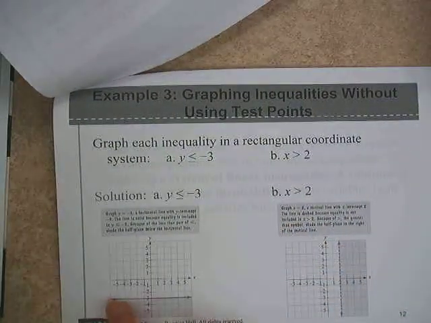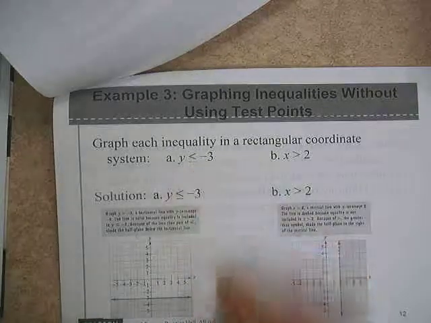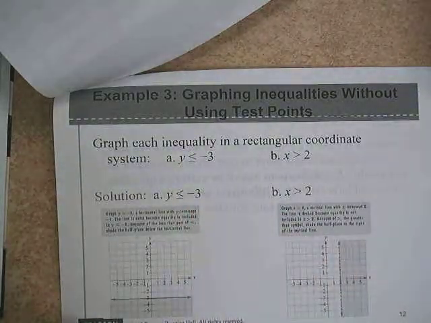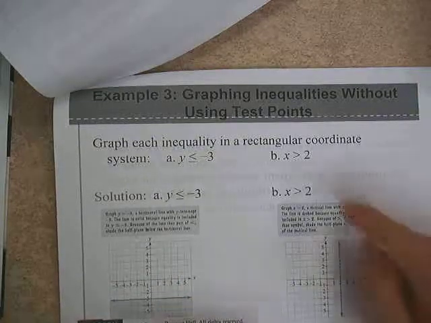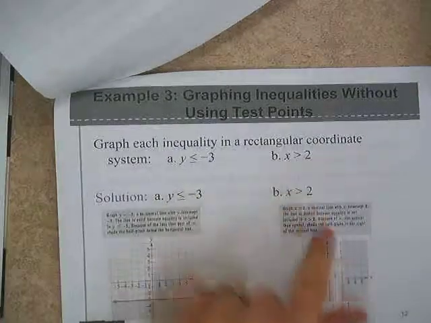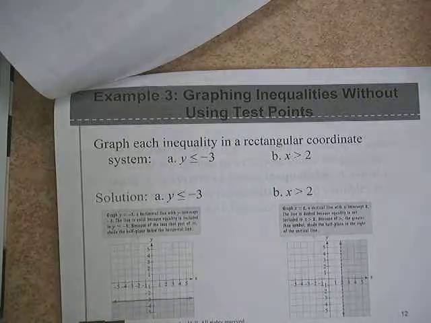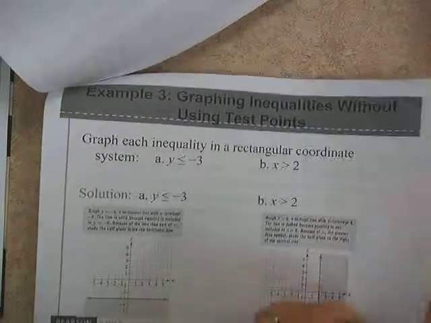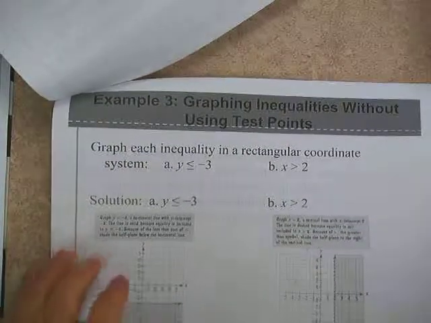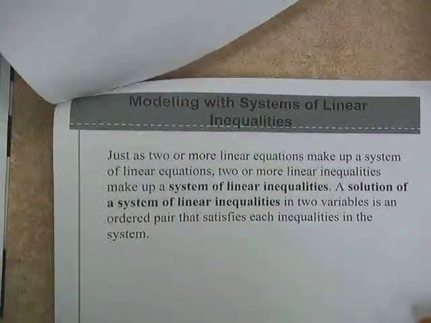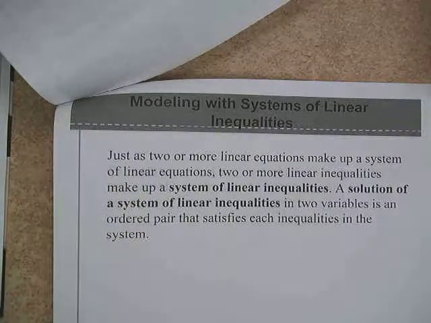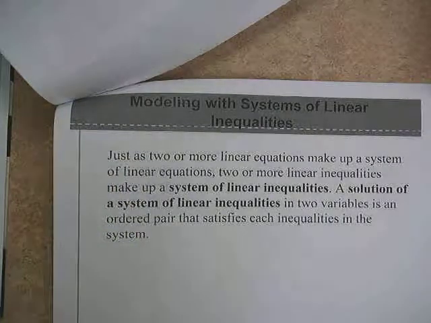All right. So without using test points, let's see if we can do that and apply that. We have y less than or equal to -3. So if we graph that, we've got a solid line because of the or equal to, and it's less than, so we're going to graph below. Okay. Don't need a test point. It's less than, we go below. Same thing here. Dashed line because of the non or equal to at x equals 2. Okay, we're going to shade to the right because it's greater than. Once again, you do not need a test point because we have vertical and horizontal lines.